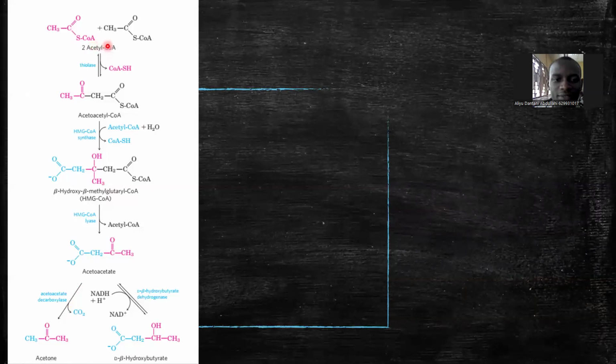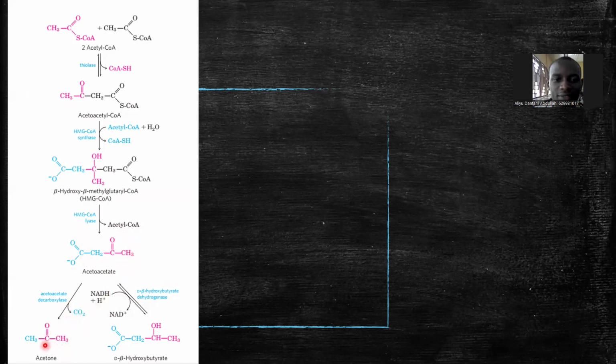Acetyl-CoA can either go into the citric acid cycle or can be converted to ketone bodies. This is the pathway. Two acetyl-CoA in the presence of thiolase will be converted to acetoacetyl-CoA, and then acetoacetyl-CoA will condense with another acetyl-CoA to form beta-hydroxy beta-methylglutaryl-CoA in the presence of all these enzymes. Now one molecule of acetyl-CoA is removed and you have acetoacetate. This is a ketone body.